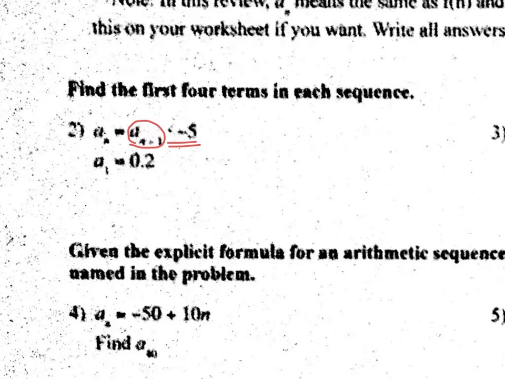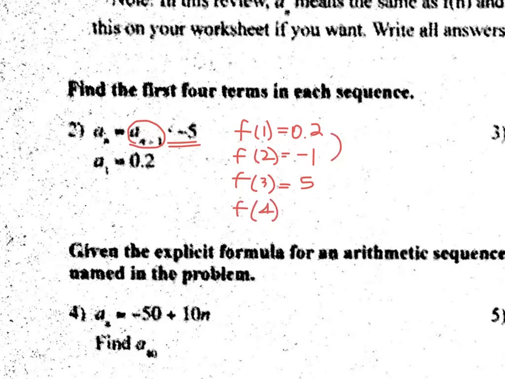That's f of 1 is 0.2, and then f of 2, if I multiply this by negative 5, should give me negative 1. And then f of 3 is going to be positive 5, because I'm multiplying negative 1 by negative 5. And then f of 4, so again, I'm multiplying every time by negative 5 times negative 5 times negative 5. So my next one's going to be negative 25.